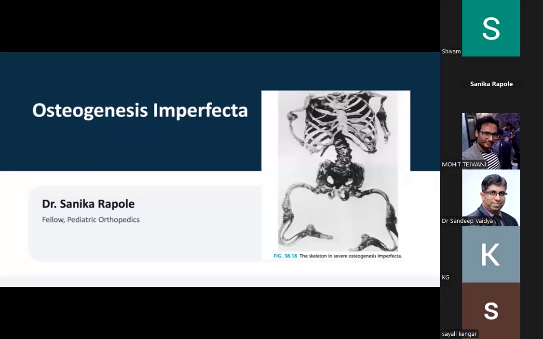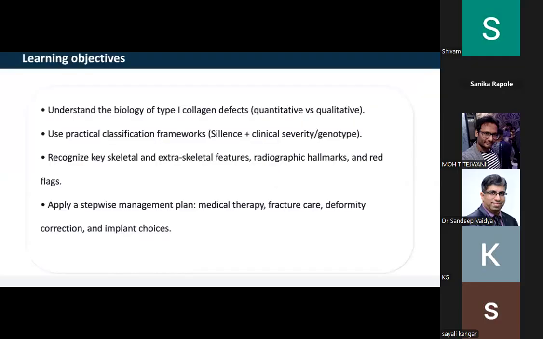This talk is very practical. We will talk about classification frameworks that are going to help us in making decisions, some key radiographic findings, and stepwise management, a bit about medical therapy and orthopedic strategies. So we will start by seeing what we are going to learn from this lecture.